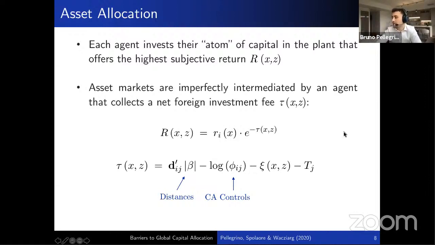The third component is at the level of plant and investor, and we call it Xi, and we assume that this is drawn from an extreme value type 1 distribution. The fourth and last component, which we call big T, is simply a rebate that makes sure that the intermediating agent makes 0 profits.